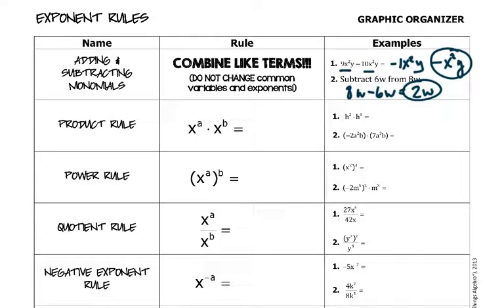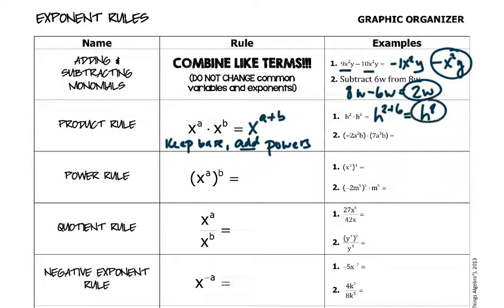The first one is the product rule. So if I have x to the a times x to the b, we know that this is x to the a plus b. Or in other words, we say keep the base, add the powers. So if I have h squared times h to the 6th, it's h to the 2 plus 6, or h to the 8th. If I've got a coefficient in front, that coefficient gets multiplied. So this would be negative 14 a to the 5th b squared. Of course, we have more complicated things than that, but that's basically the rule.